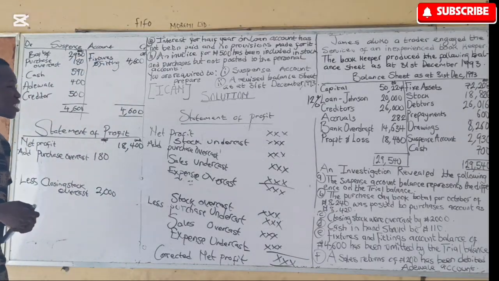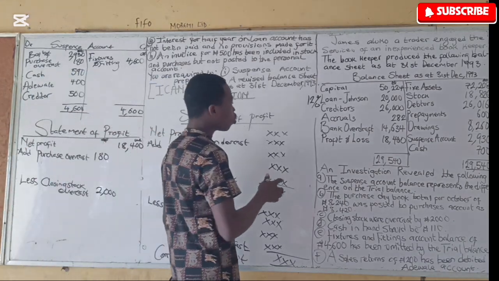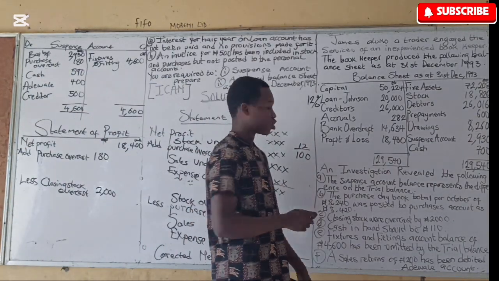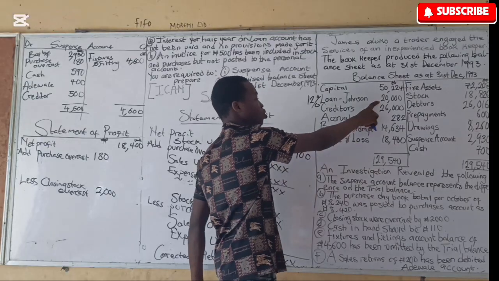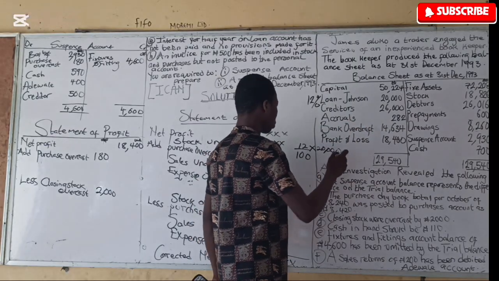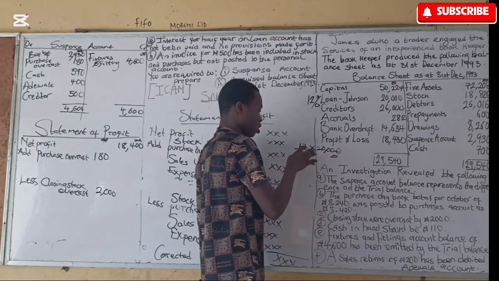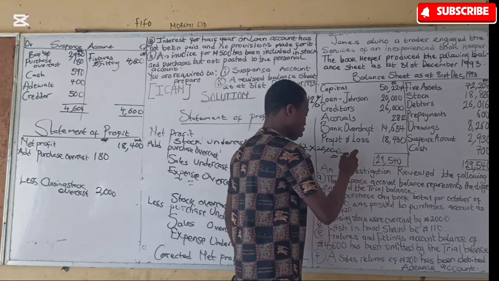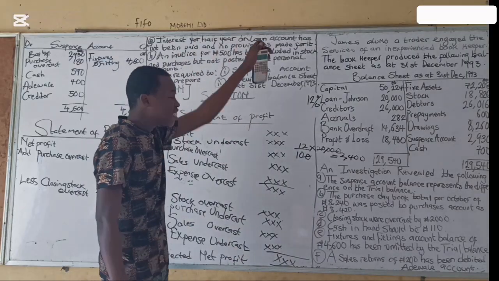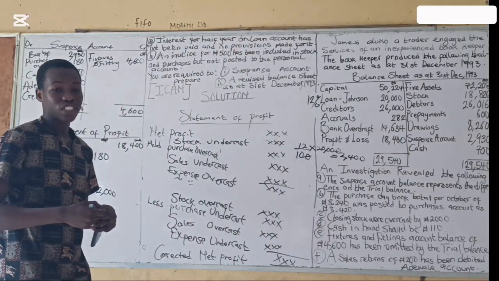So how do you calculate your interest on loan? Your interest on loan is going to be 12%, that's 12 over 100, a fraction, multiplied by the total loan, which is 20,000. So this is going to give us what? That's 2,400. But the question says half a year. You get my point now?